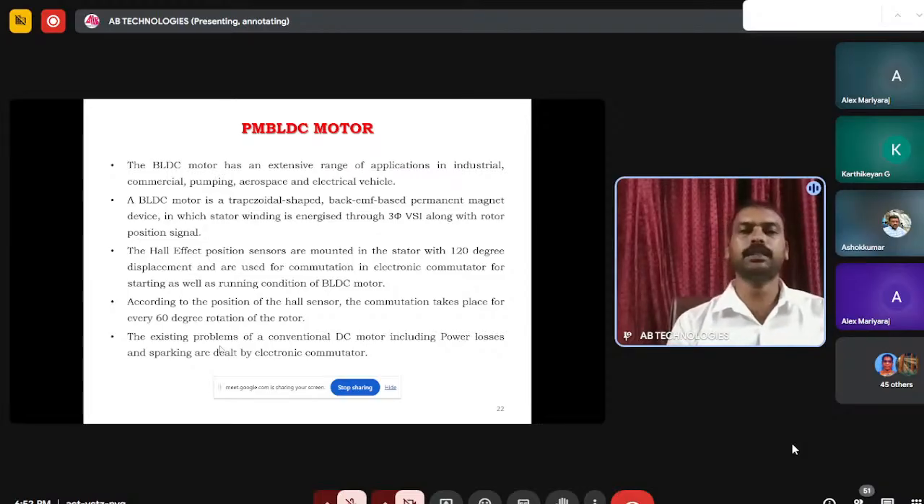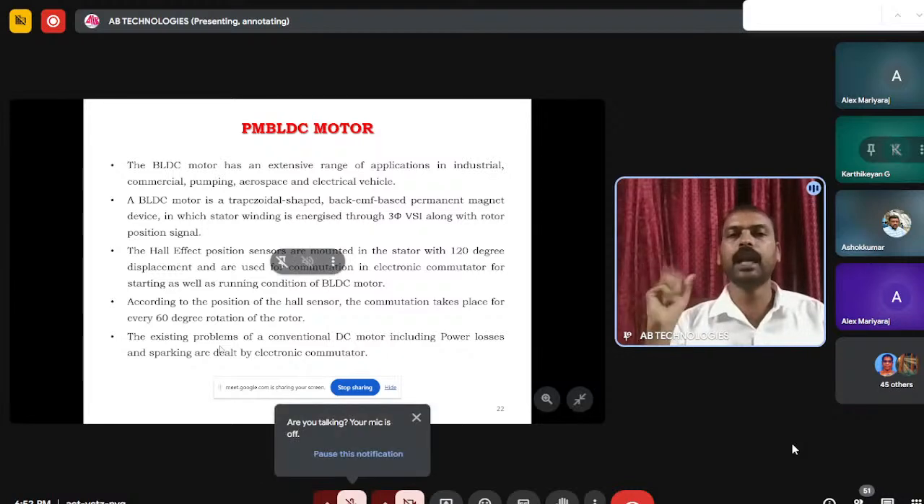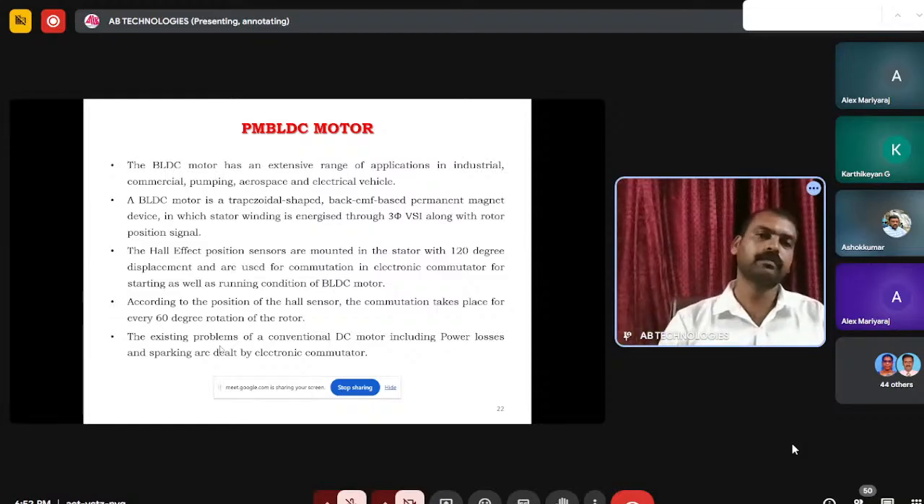120 degree electrically as well as 60 degree mechanically, we have to fix the Hall sensors. For the Hall sensor, we have to provide some 5 volt supply. If you provide supply to the Hall sensor, immediately magnetic flux will form at the end of the sensor. If any rotor conductor is near the sensor, immediately one EMF will be produced. That EMF is called Hall voltage. So with the help of Hall voltage, we can identify which of the 3 sensors is active. Suppose you are getting the signal from the first sensor. Now we have to energize the particular phase.